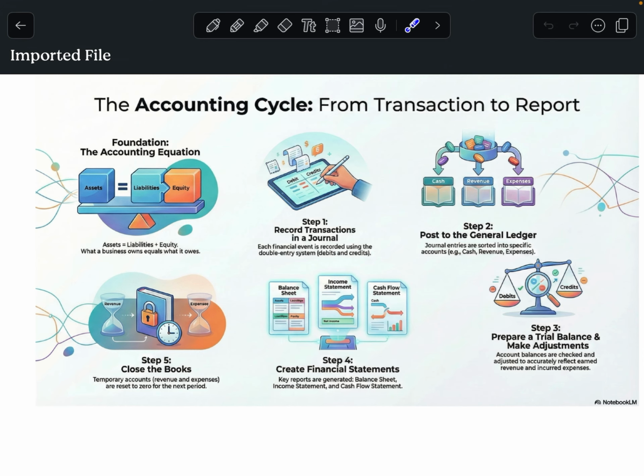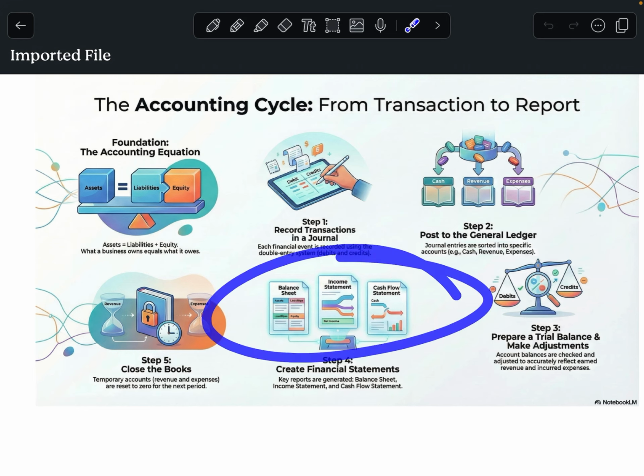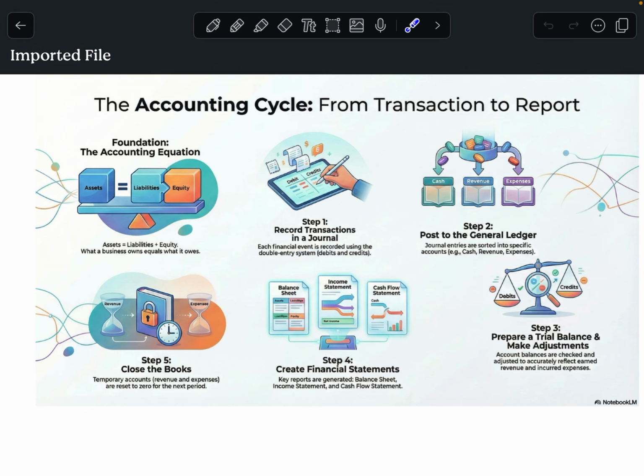For example, accrual adjustments are made, and then out of that trial balance we create what we see in those annual reports of big companies: a balance sheet, an income statement, and a cash flow statement. So these three reports are generated out of the transaction that happened, and then for the next year to begin we need to close the books.